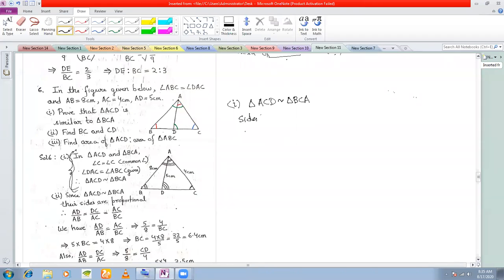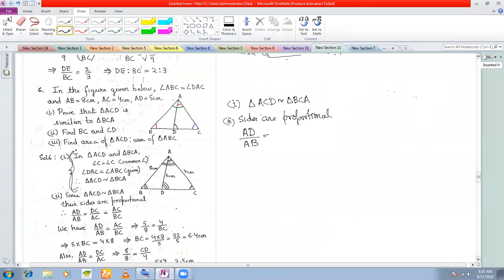Find BC and CD. In order to find BC and CD, let us write the proportional sides first. Sides are proportional. Opposite to your blue angle in the smaller triangle, check that you have AD. It's the side opposite to the blue angle. And remember, in type 3 figure, be a little careful while writing the proportional sides. You make mistakes in type 3 figure, especially. Opposite to your blue angle, you have the side AD, and opposite to your blue angle in the bigger triangle, you have the side AB.